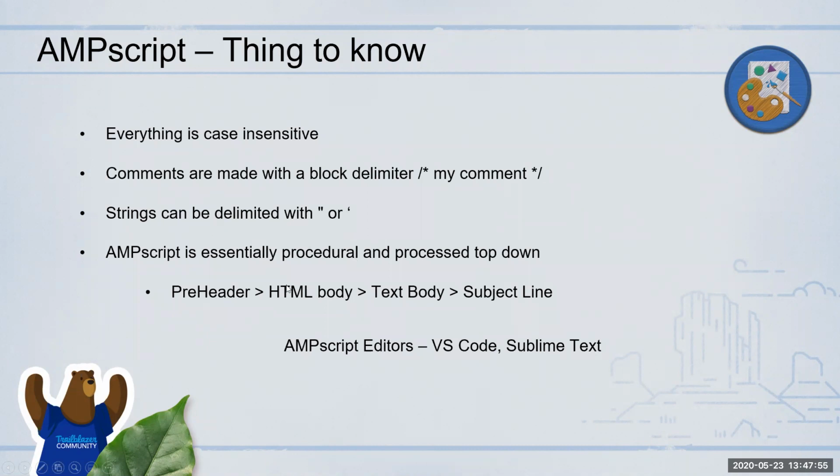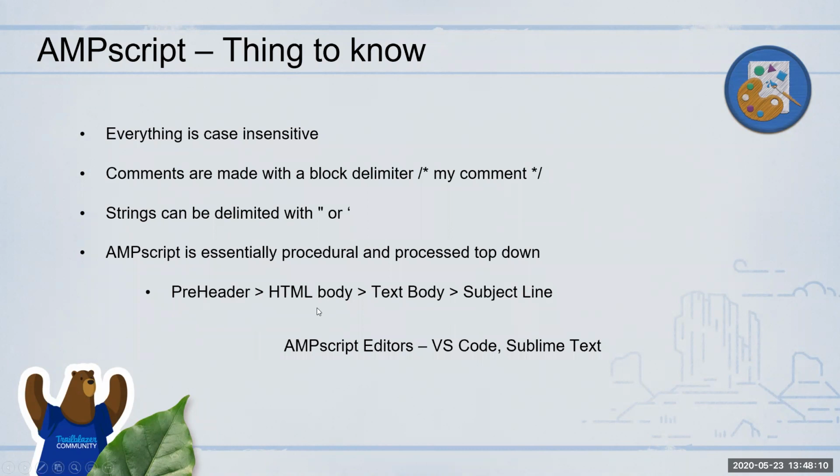Any one of them you can use. Also, AMP script is procedurally processed. What it means is first it will process the pre-header. Then it will process the HTML body, then the text body, and the subject line.